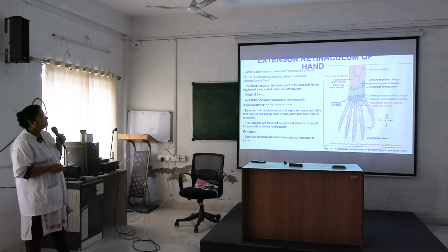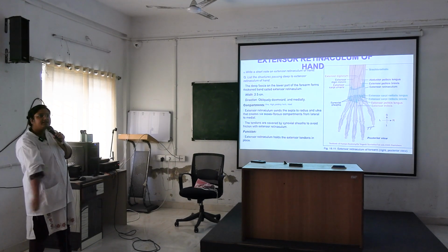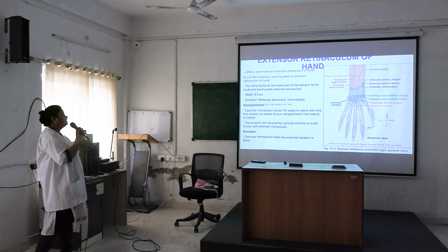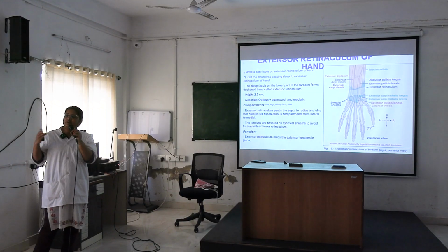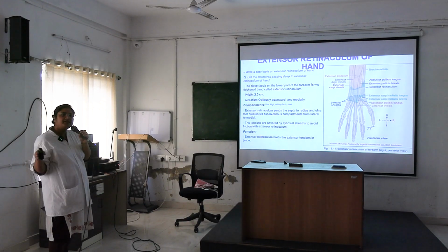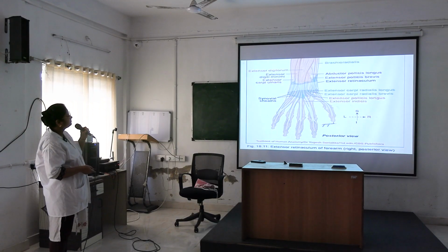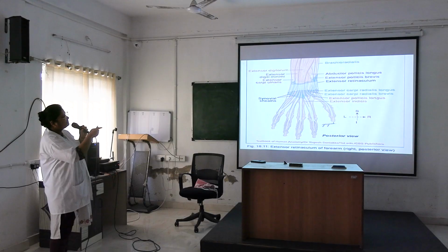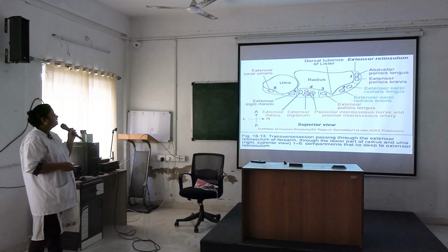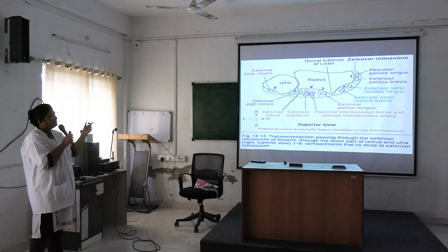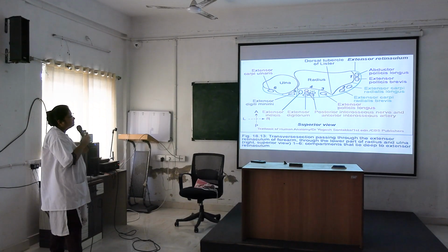Extensor retinaculum: this white band-like structure you can see is the extensor retinaculum, and from it extensions go towards the bone to be attached, dividing the tendons into 6 compartments. We have already discussed those 6 compartments. Here the compartments and their muscles have been shown. This schematic diagram you practice for those compartments, it can come in your theory.